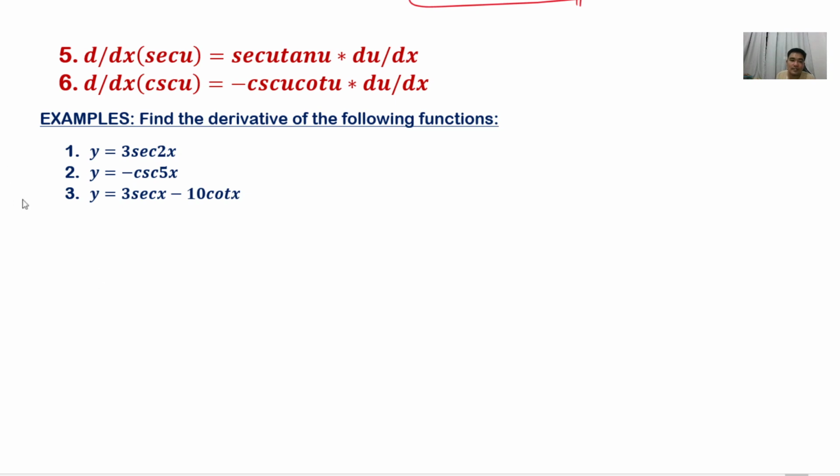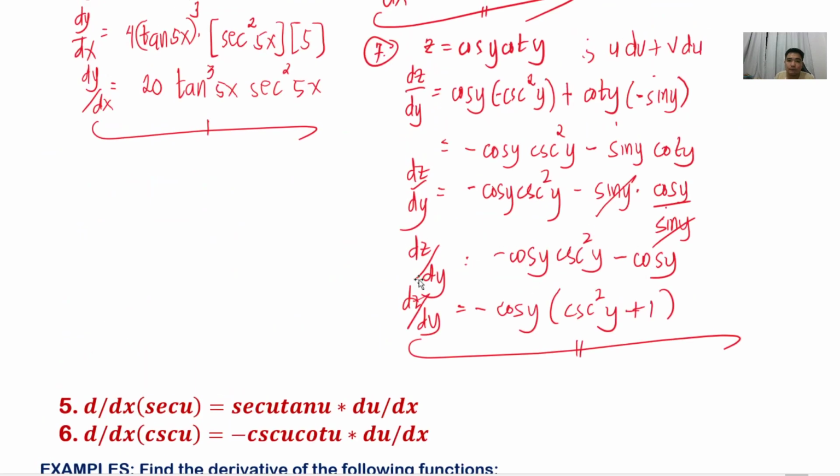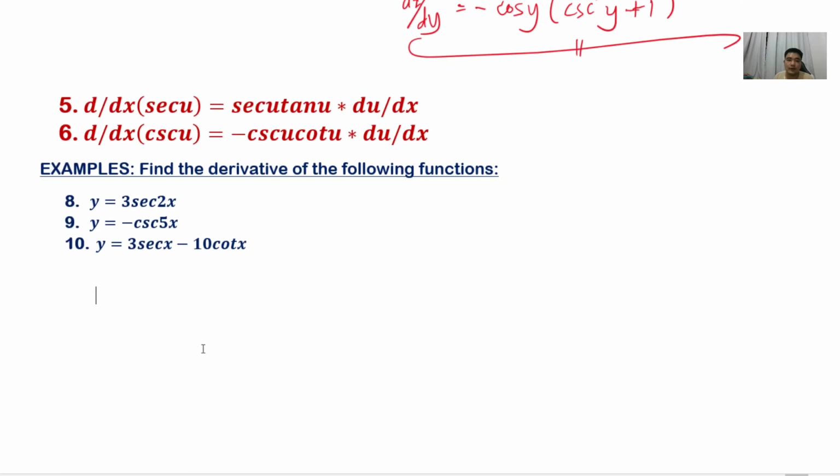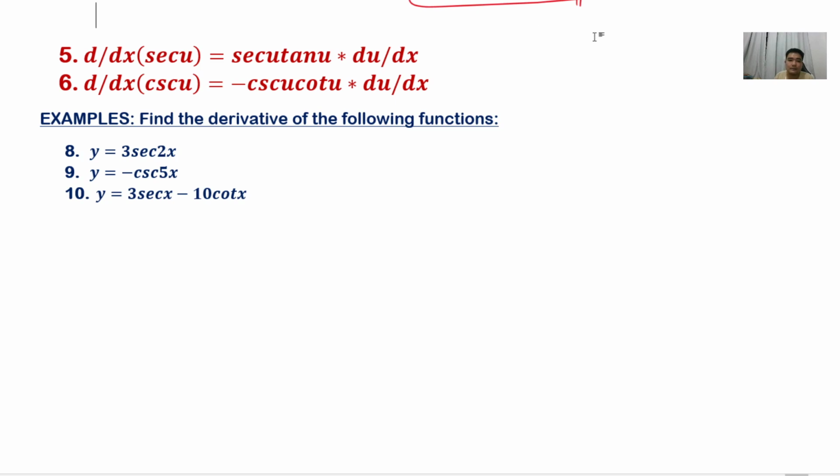So let's try itong example number, ilan na to? Pang example number 8. So palitan ko lang to. Should start from 8. Ayan, number 8. Okay? So number 8, y is equal to 3 secant 2x. So the dy all over dx natin or the derivative of y with respect to x is that meron tayong constant na 3 times derivative ng secant 2x is secant u tangent u wherein ang u natin ay 2x. So secant 2x tangent 2x times the derivative of the angle u. So the derivative of 2x is 2.